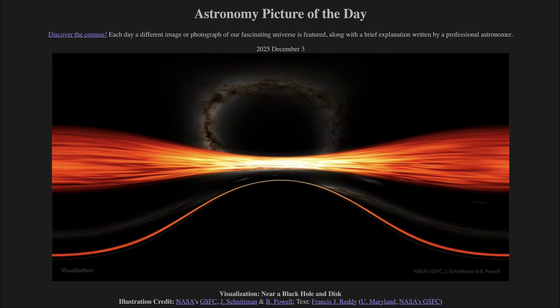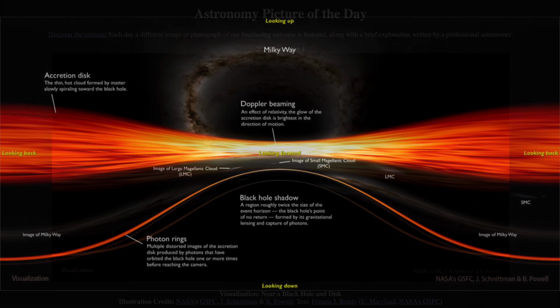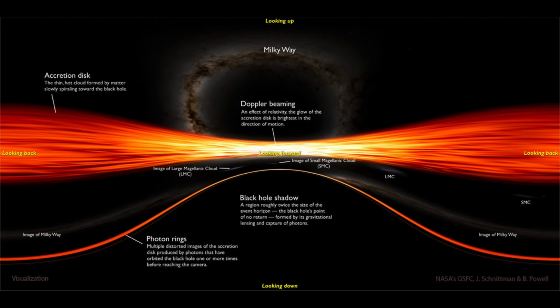Today's picture for December 3rd of 2025 is titled Visualization Near a Black Hole and Disk. So what do we see here? Well, here we see a visualization looking at what we would see if we were plunging toward the center of our galaxy. This is a model that puts together what we would see based on the laws of general relativity, if you were to be plunging toward a supermassive black hole about 4 million times the mass of our sun. Now that's about the mass of the black hole at the center of our galaxy.